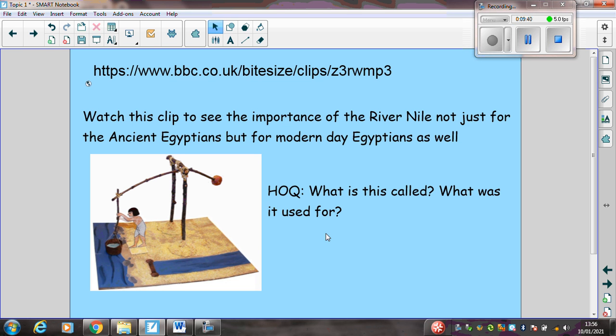I'm not going to show it to you now because it would make the video a little bit too long, but it might be a really good idea for you to go and have a little look at it, find out what this is called and what it was used for, and to really understand the importance of the River Nile, because that sort of underpins a lot of our topic.